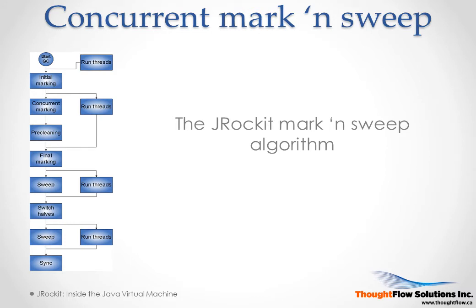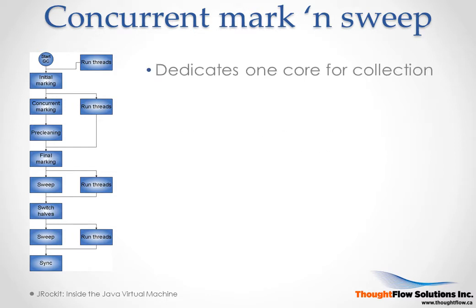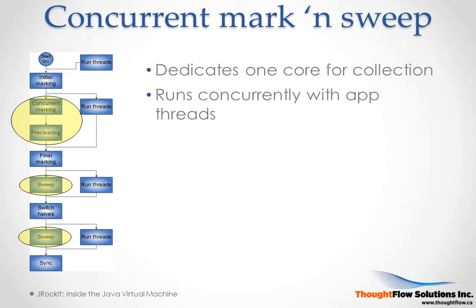These are the actual steps from a high level of the collection. On the left we have the garbage collection steps, and on the right we have run threads, which means that we're able to run the application at the same time that this garbage collection is happening. So as you can see, some of the steps can be done while the application is running. Concurrent mark and sweep dedicates one core the entire time for collection.